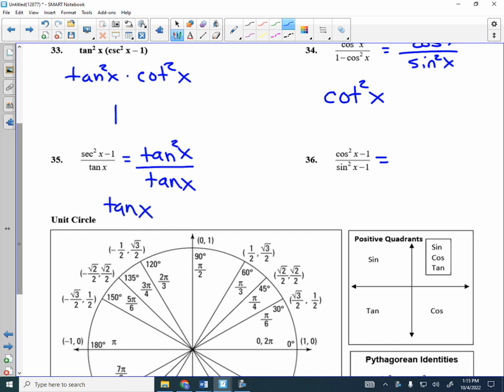All right, cosine squared minus 1 is? Negative sine squared on top, negative cosine squared on the bottom. That is a tangent squared of x.